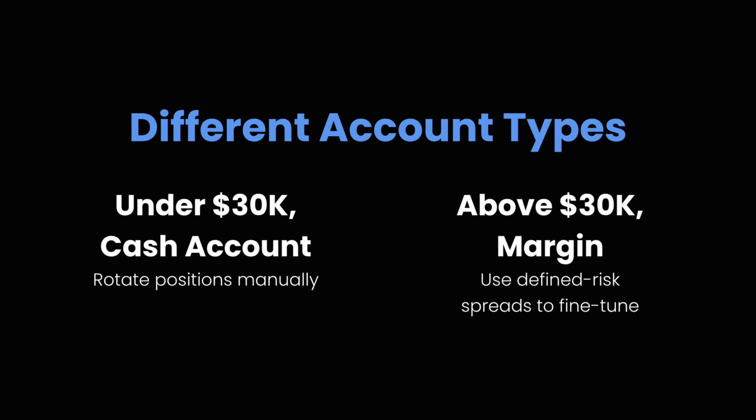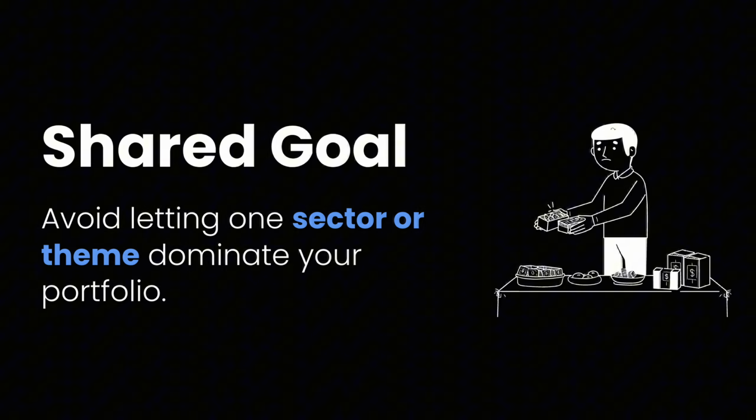If your account is under $30,000 and you're trading cash only, this simple rotation, closing a position and replacing it with a different directional bias, is enough to manage risk. If your account is above $30,000 and you choose to use a margin account, you can also add defined risk spreads to fine-tune your exposure. Both approaches share the same goal: avoid letting one sector or theme control your entire session.